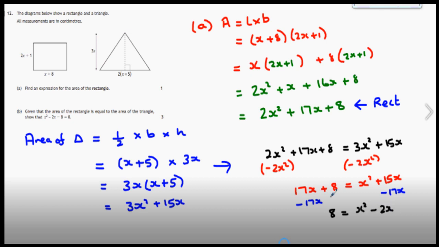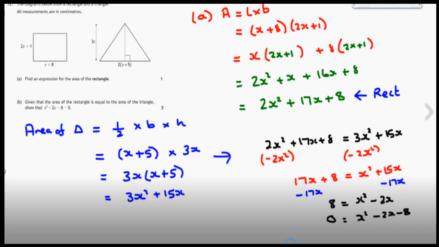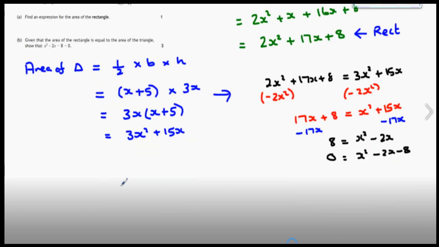And now the last thing I want to do is take 8 away from both sides, so 8 comes away from that side and it leaves 0, and I'll get x squared minus 2x minus 8. So I've shown what it's equal to. But I'm going to write it round the other way, so it's x squared minus 2x minus 8 equals 0, and that gives me what I was asked to show it equal to.